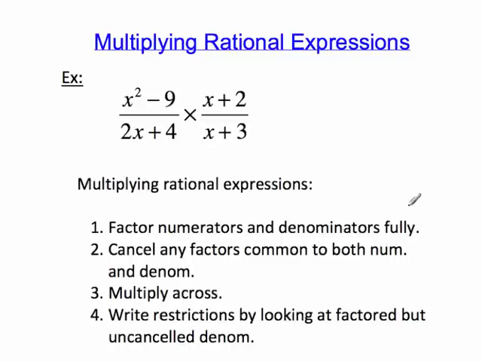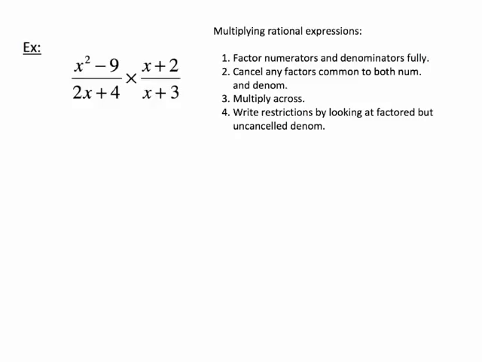First, you need to factor all the denominators and all the numerators as fully as you can. Then you want to cancel any factors that are common to both a numerator and a denominator, and multiply across. Finally, you want to write restrictions by looking at the factored but uncancelled denominator, as we did when we were simplifying single rational expressions. So let's take a look at what that all means.